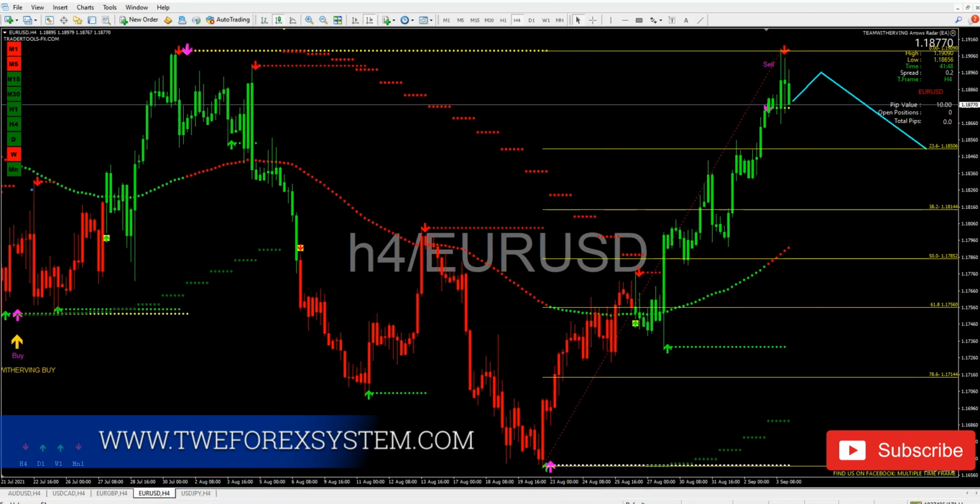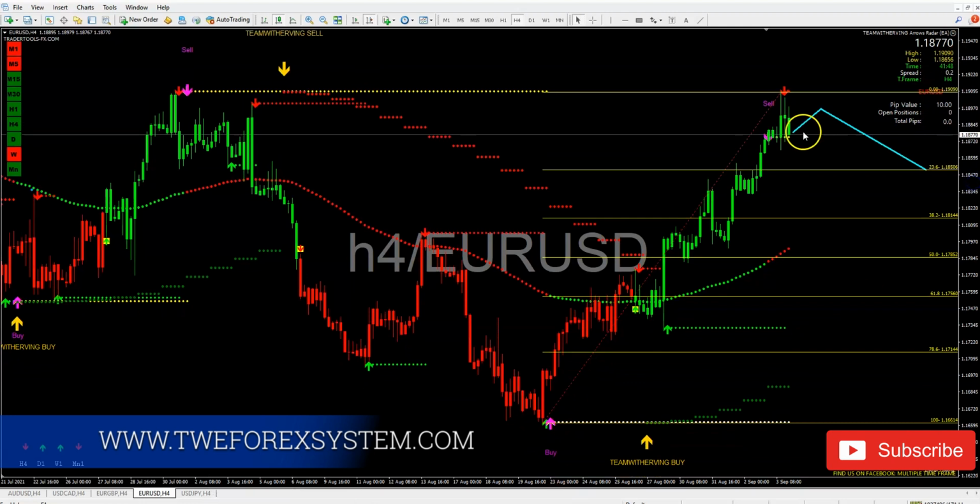What is EUR/USD doing, guys? What do you guys think EUR/USD is doing at this present time? Well, EUR/USD is getting ready for a retracement. Look, guys, stop paying for signals.